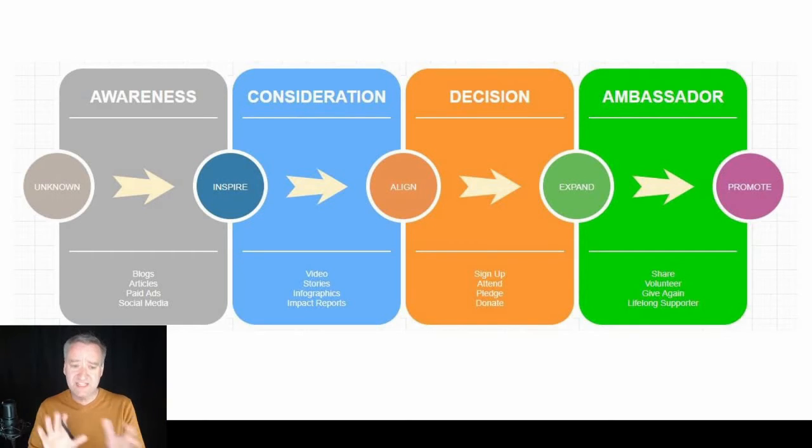Now, the last step is, of course, being an ambassador. So now that you've decided to be involved, I've moved from consideration, I found alignment, and I moved into decision. Now we want to expand that relationship, and we want to move them into becoming ambassadors, where they promote what we're about, they're more involved, they go to the next level. This often looks like moving from a one-time gift to a reoccurring donation, where they participate, or it may look like they donate once, but now they're volunteering.